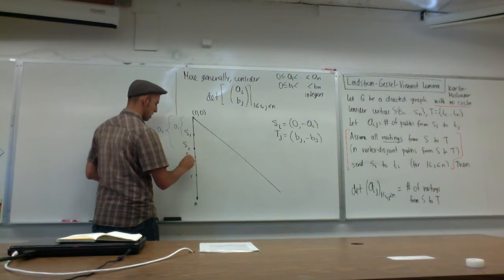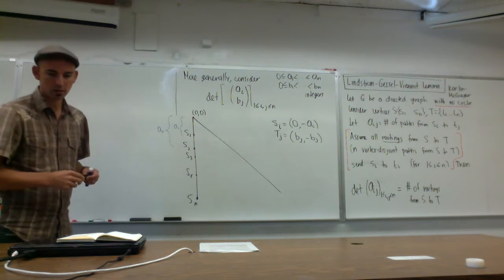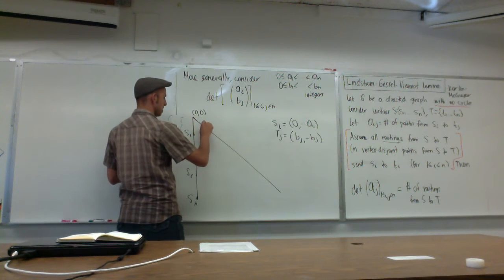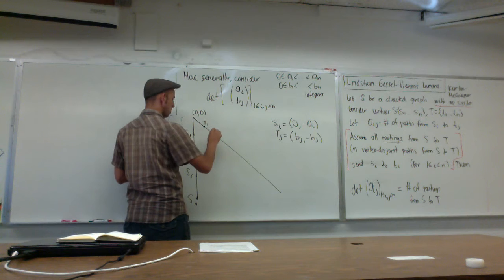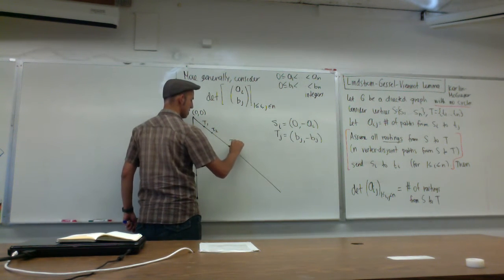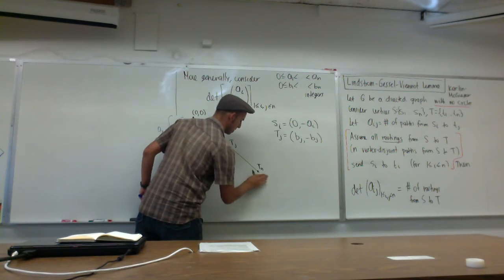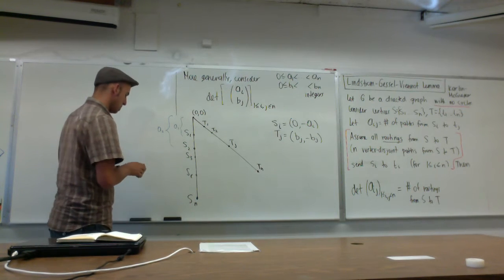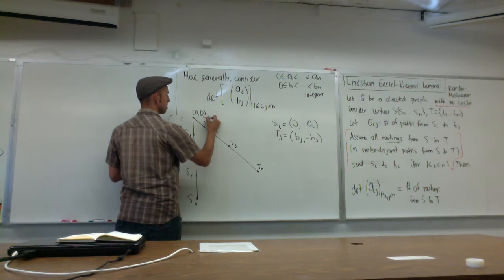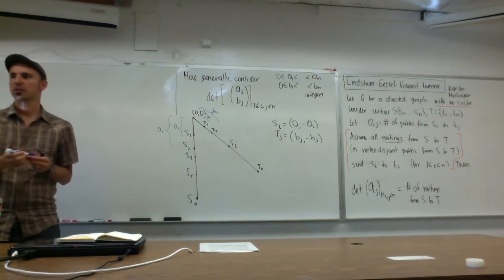S1, S2, S3, Si, etc. Okay? And I'm going to do the same thing now along the diagonal and call these points Tj. So T1, T2, so on, Tj, so on until I get to Tn. Okay? And again, the point is that this distance is B1, this is B2. I mean lattice distance, right?